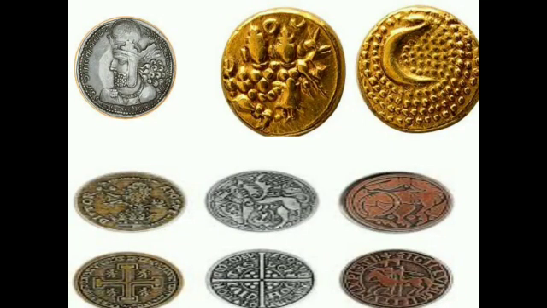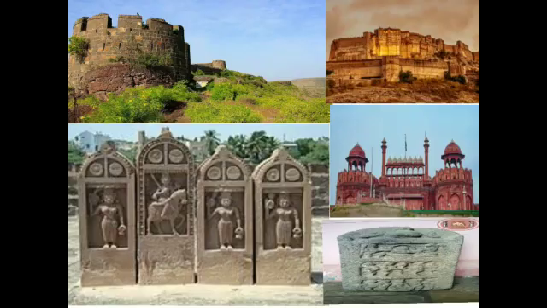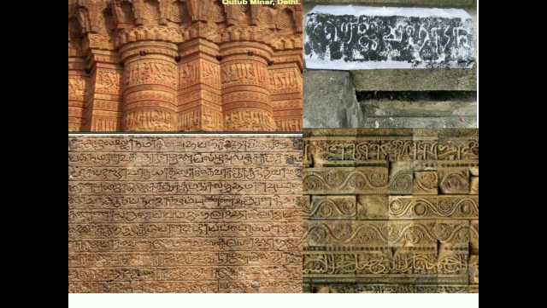Next one was coin. Coin means we can understand their economic and financial condition. Coins were of three types: gold, silver and copper. And the first one was fort. From forts we learn how their living style was, how their life was. So did you understand all these three things about material source?